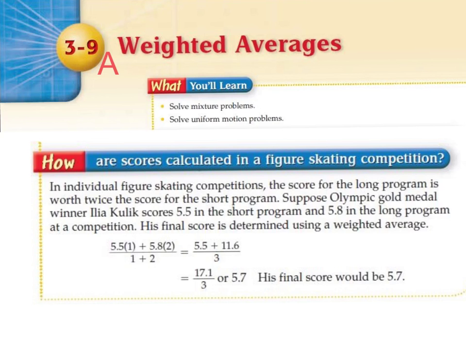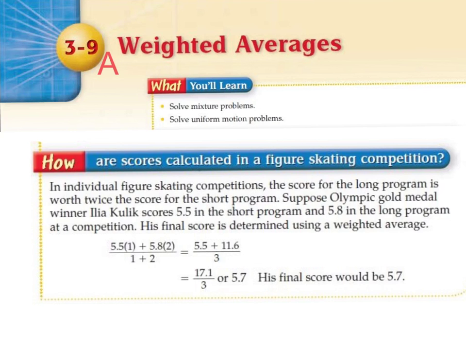How are scores calculated in a figure skating competition? In individual figure skating competitions, the score for the long program is worth twice the score for the short program. Suppose Olympic gold medal winner Ilya Kilkuk scores 5.5 in the short program and 5.8 in the long at a competition. His final score is determined using the weighted average.